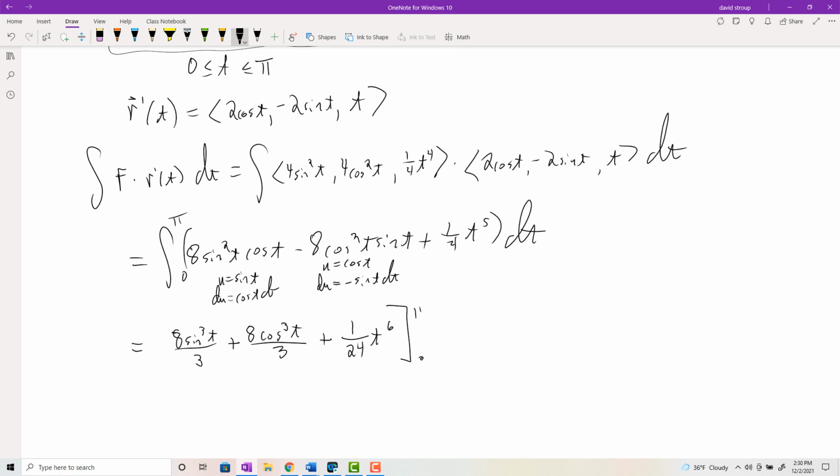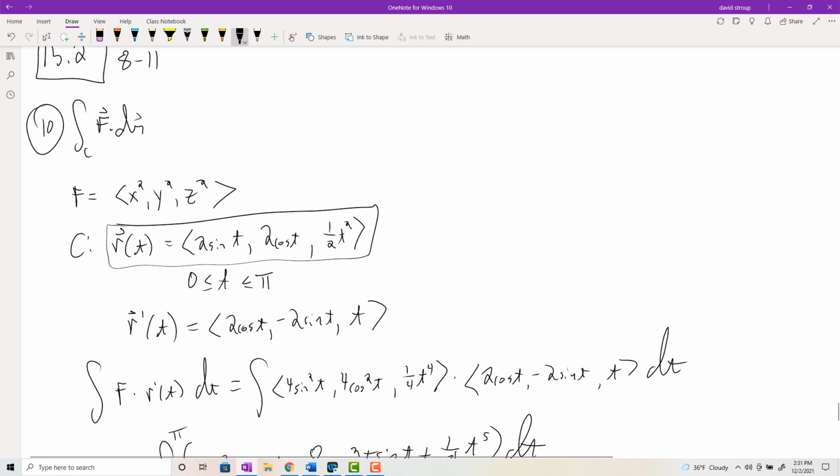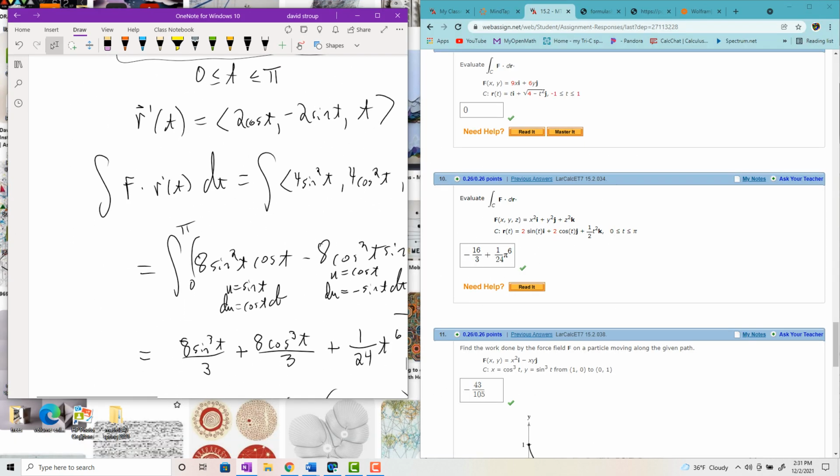Evaluate from 0 to pi. Plugging in pi, sine of pi is 0. Cosine of pi is negative 1. Negative 1 cubed is negative 1, so you get negative 8/3 plus 1/24 pi to the 6th minus, plugging in 0 for sine, you get 0. Plugging in 0 for cosine, you get 1, so you get 8/3 here. And then plus 0. So it's going to be negative 16/3 plus 1/24 pi to the 6th. Okay. All right, so 15.2 is there.